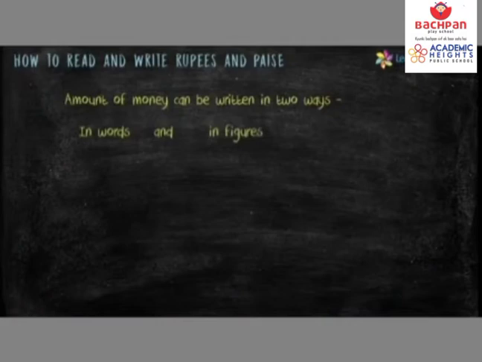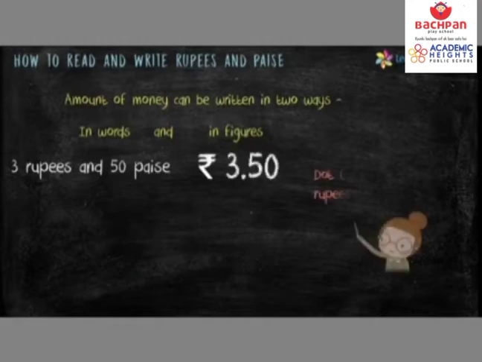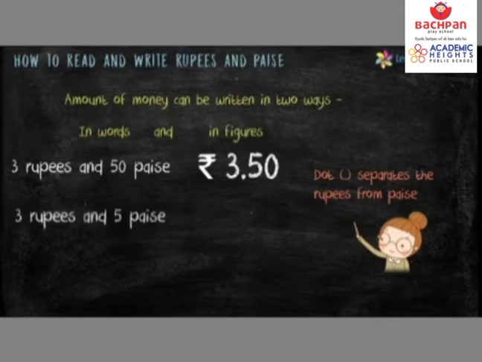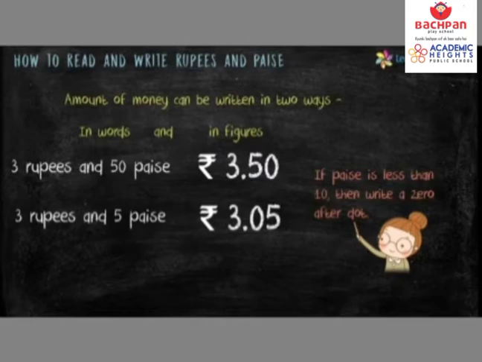So, an amount of money can be written in two ways, in words as well as in figures. First example, 3 rupees and 50 paise, and in figures it is written as rupees 3.50. Remember, don't separate the rupees from paise. Next example, 3 rupees and 5 paise, and we write in figures 3 rupees point 05 paise.